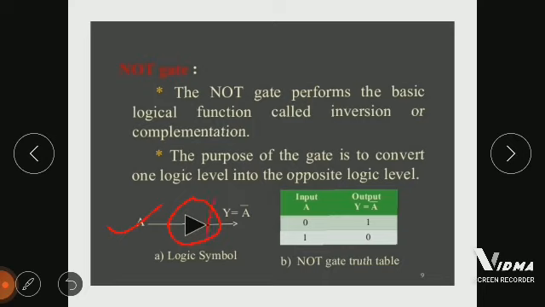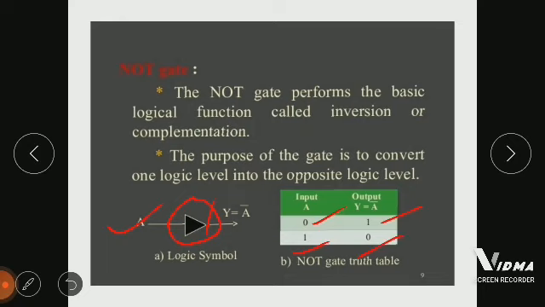So y is equal to A bar, we will get the output. Simply, if we give A, then we will get the output A bar, that is, the complement of the input. So if input A is 0 or 1, then output y is equal to A bar, which is 1 or 0. If we give 0, we get the output 1, and if we give the input 1, we get the output 0. So this is the truth table for the NOT gate.